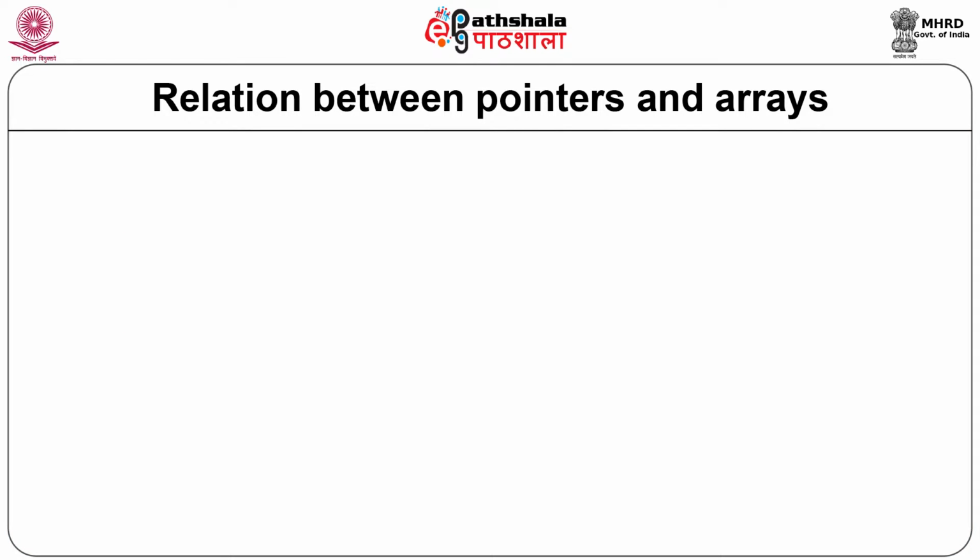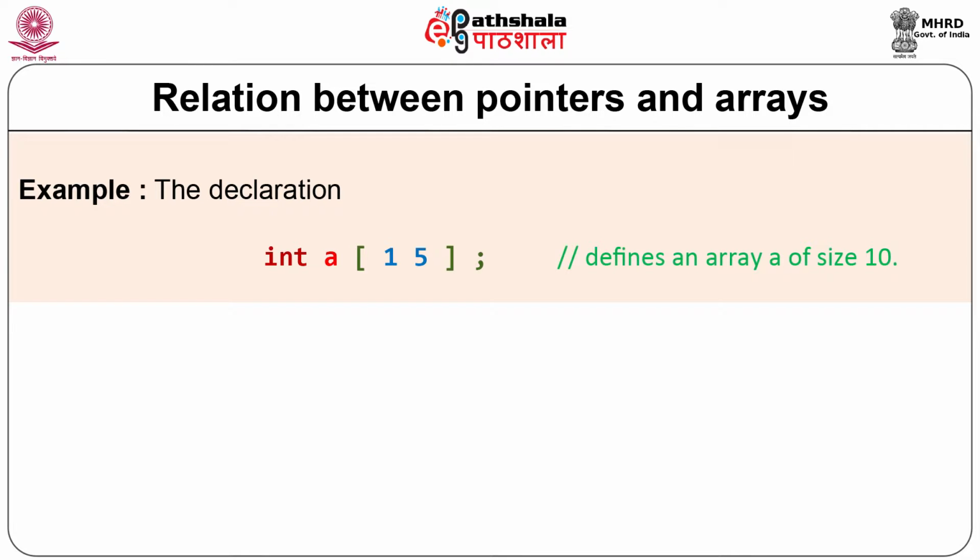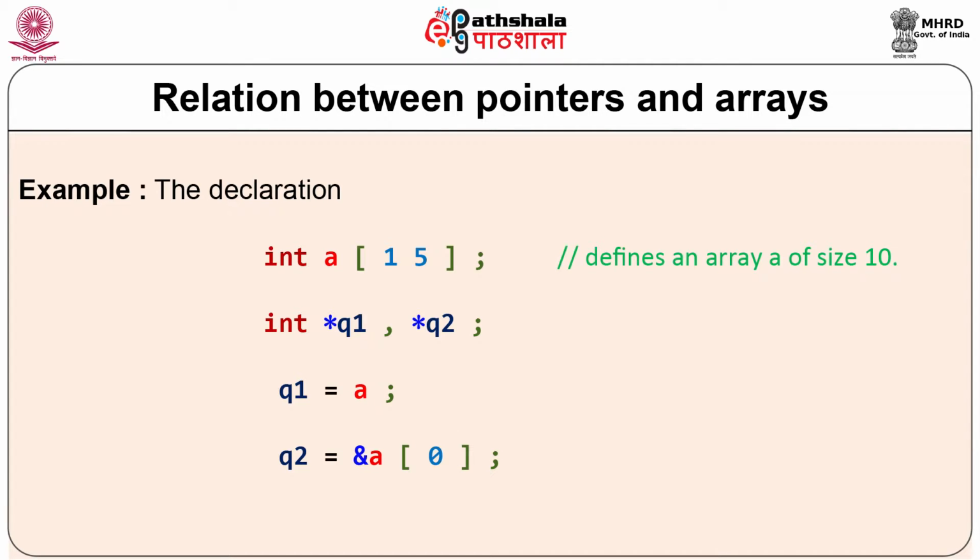Let us see relation between pointers and array. For knowing relation between pointers and array, we have given one program which includes array and pointers. In this program, you can see integer a square bracket 10, which is used for defining array a of size 10. Next statement, integer star q1 comma star q2. Third statement, q1 equal to a, and fourth statement is q2 equal to ampersand a square bracket 0. In these statements, both q1 and q2 point to the first element of an array a. Indeed, a itself is a pointer, and we can use equivalently pointer arithmetic or array indexing in order to access an element of an array.